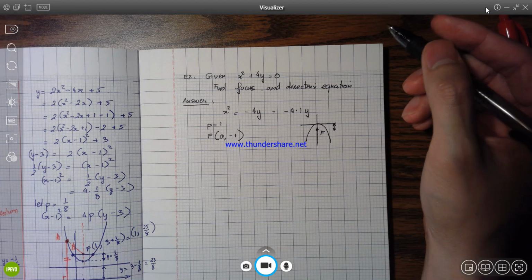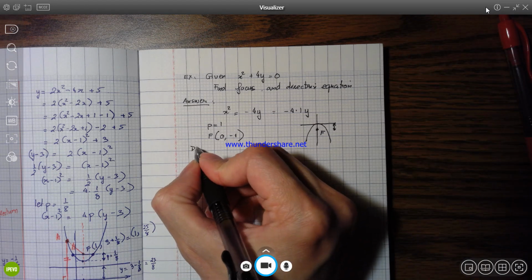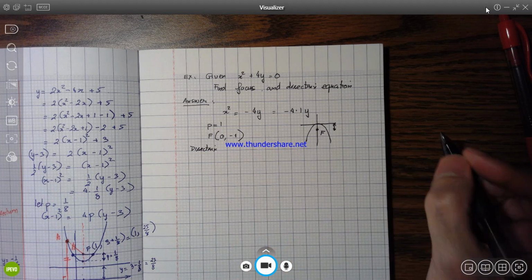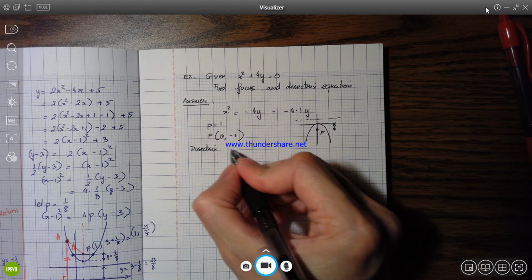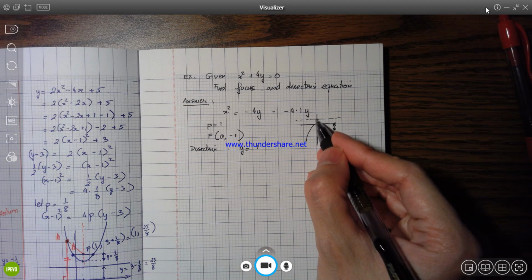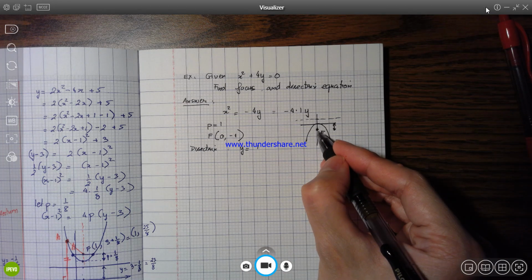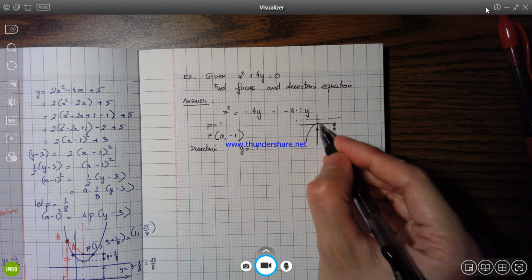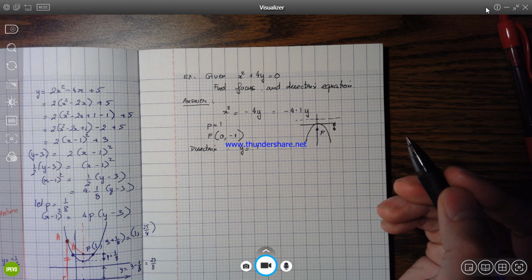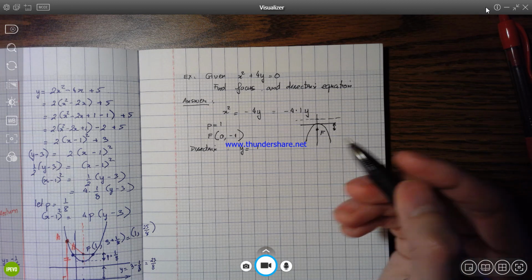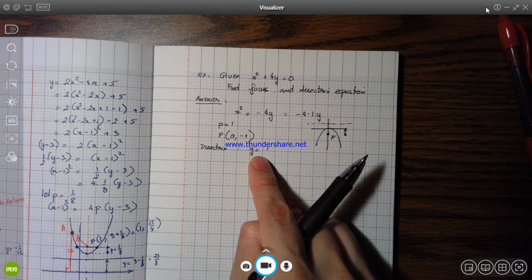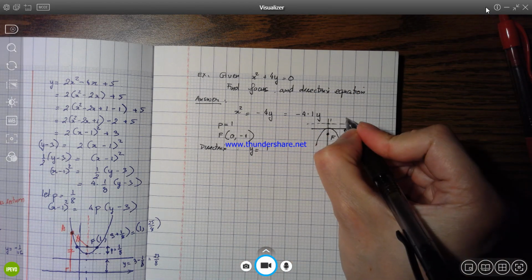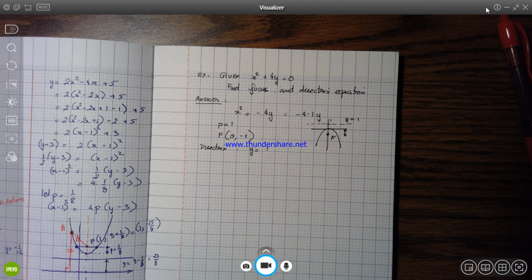How about the line of the directrix? The directrix must be up here. So the line of the directrix is y equals 1, because the focus is at negative 1 already, and the distance from the focus to the origin and from the origin to the directrix must be equal. You remember the eccentricity is always 1. So the directrix is y equals 1. Very easy.